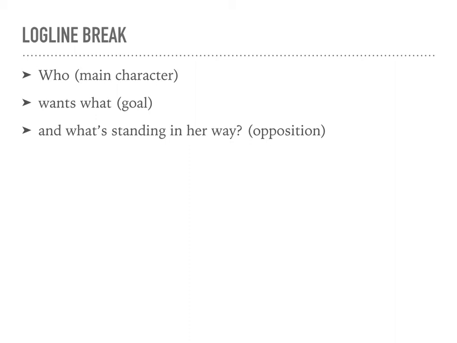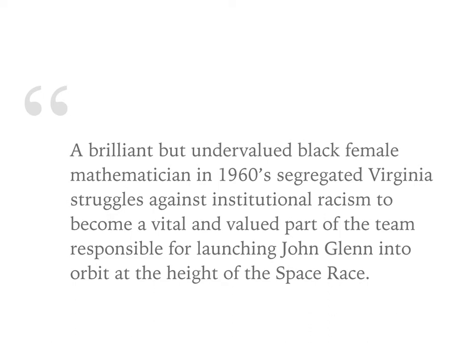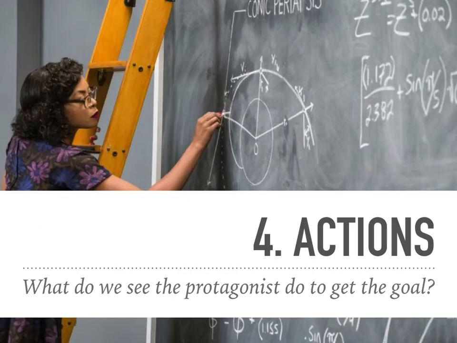Since we've now covered all the basics you need in a logline, it's the who, the main character, wants what, the goal, and what's standing in her way, which is the opposition. Putting these three elements together and then tweaking the language a little, we'd probably have something like: a brilliant but undervalued black female mathematician in 1960s segregated Virginia struggles against institutional racism to become a vital and valued part of the team responsible for launching John Glenn into orbit at the height of the space race. So there's your logline. On to the rest of our foundational elements.